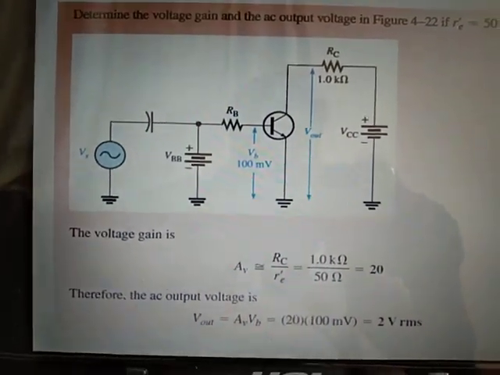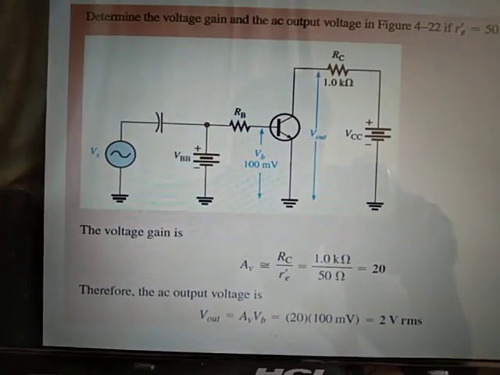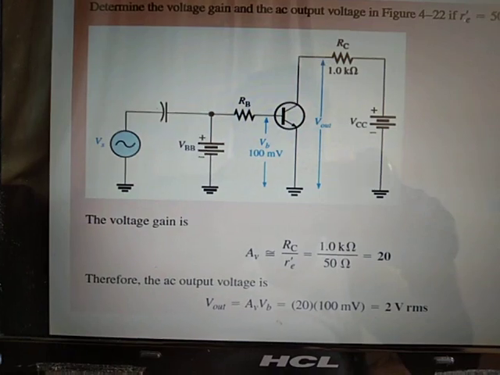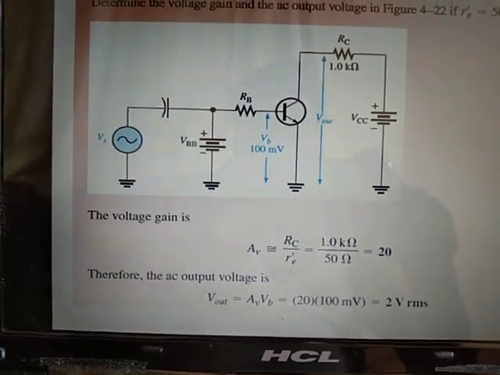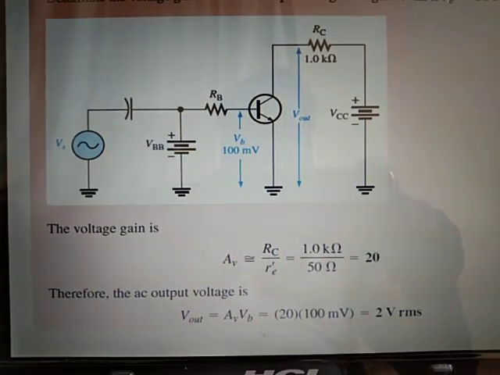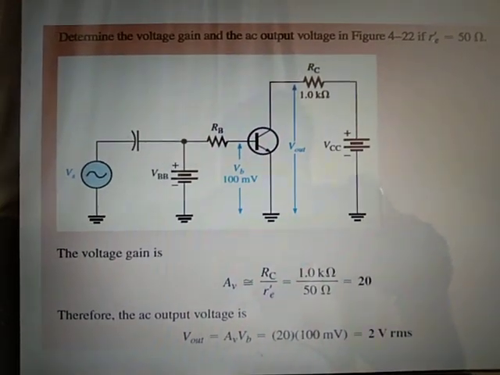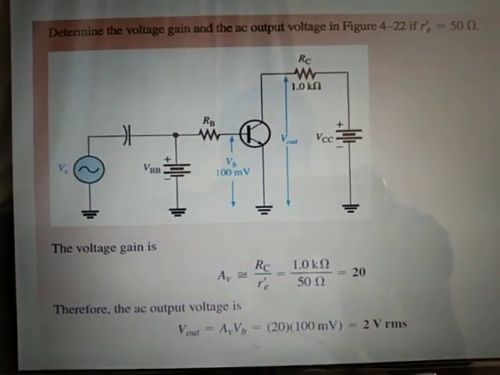Everything is given. Vb is given as 100 millivolt, Rc is given as 1 kilo ohm, and Vcc is the supply voltage. What is our formula? What is the voltage gain? Gain AB is equal to Rc divided by Re dash. Rc is 1 kilo ohm, Re dash is 50 ohm. That is 20. AB is equal to 20.